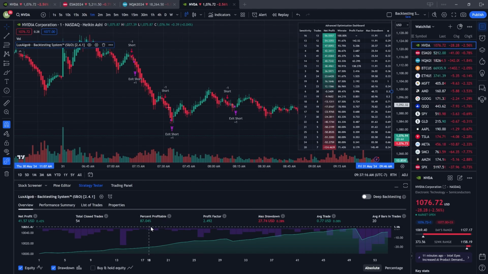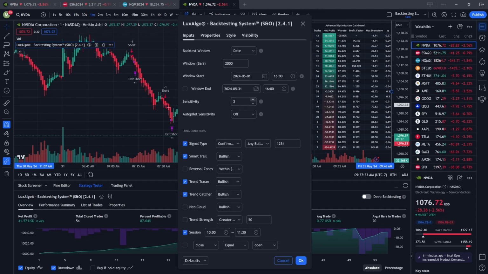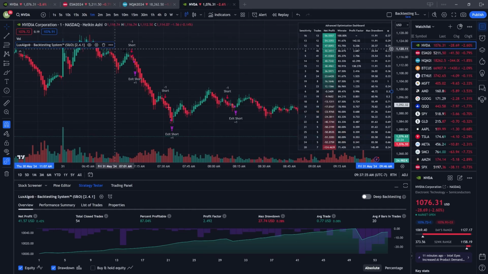Look, percent profitable, 87%, profit factor 2.4, 54 trades, or whatever this is showing the trades it's taking. This optimization dashboard is kind of off. I mean, you can make more money. Actually, if I went through and checked the sensitivity, of course you can make more money with different settings. But I'm telling you, stick with 3.